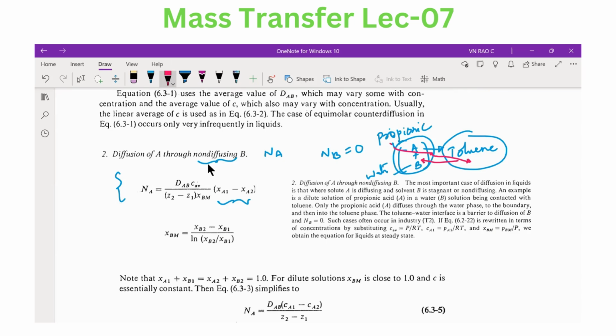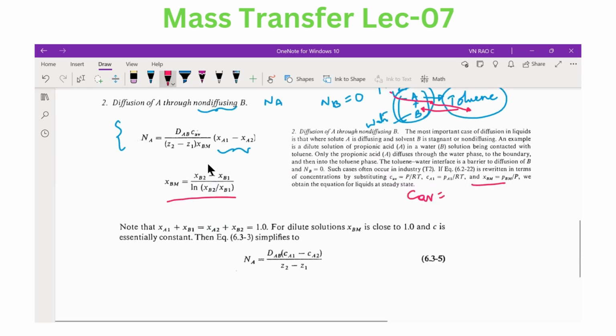So the most important case of diffusion in liquids is that where A is diffusing and solvent B is stagnant. Example, dilute solution of propionic acid in water. So here only propionic acid diffuses, water does not diffuse into the toluene. I am correcting myself. Previously I said toluene is B. No, the water is B. So in that case, all this will come into the picture, and we write C average and change all these terms.